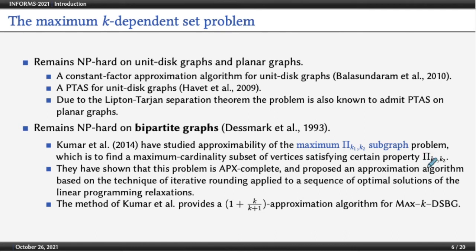The approximation algorithm they proposed for this problem is based on the iterative rounding applied to a sequence of optimal solutions of the linear programming relaxations of the integer programming formulation. And when it is applied to our particular case of this problem, the maximum k-dependent set problem, it provides a 1 plus k divided by k plus 1 approximation algorithm. This is the only known approximation algorithm for the considered problem to the best of our knowledge. And again, we are looking at the k-dependent set problem restricted to bipartite graphs.